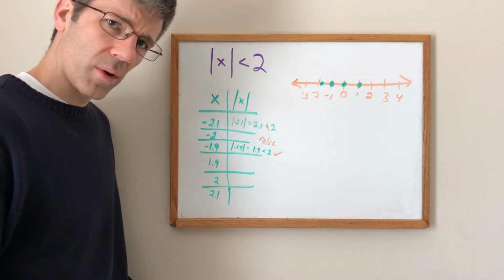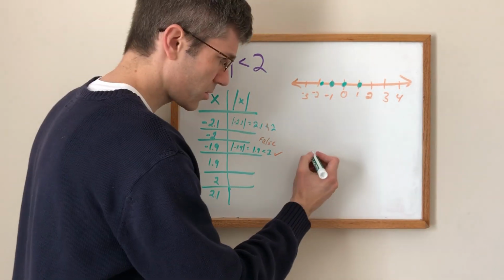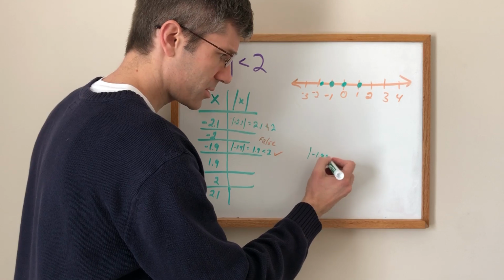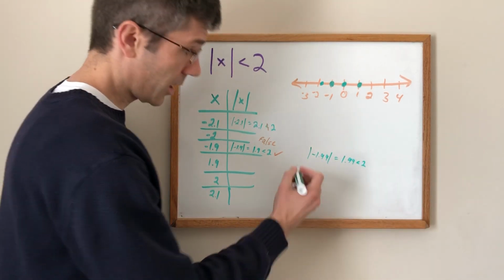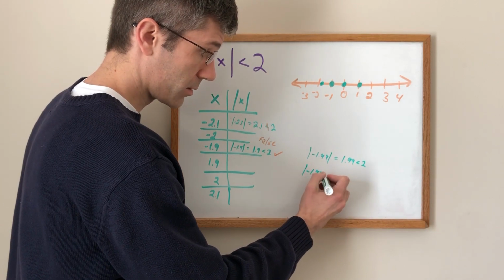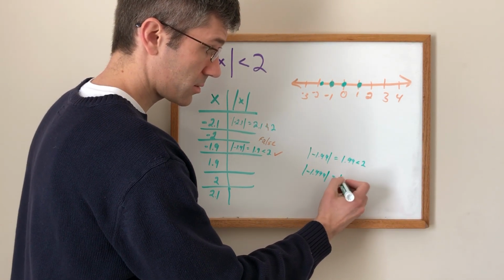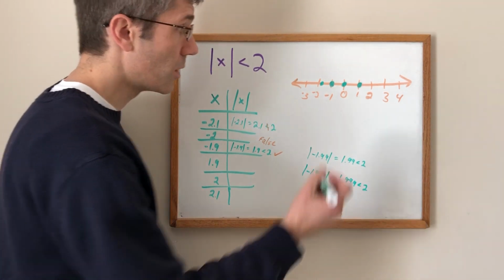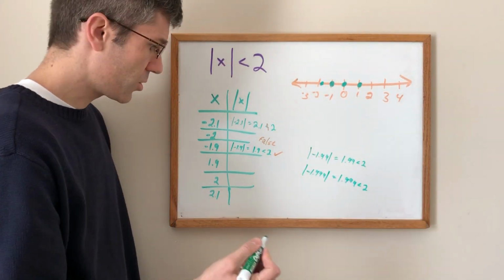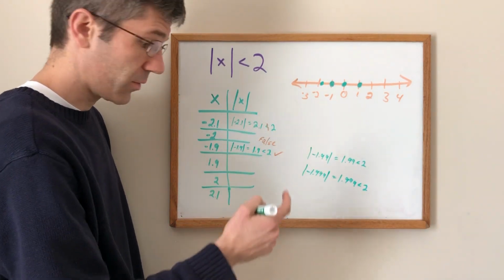What about negative 1.99? So the absolute value of negative 1.99, now I'm just experimenting here, that's 1.99, and that's less than 2. How about negative 1.999? That's 1.999, and that is indeed also less than 2. So we could get really close to negative 2, but we can't include it because that would be false.